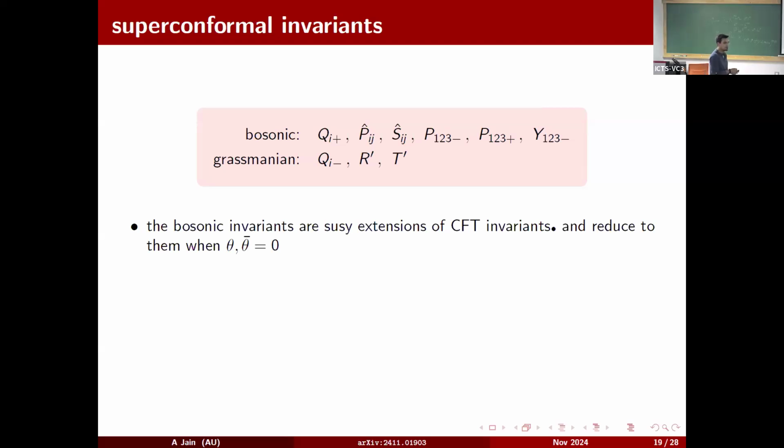The bosonic ones are called bosonic because when I remove the thetas, or when I remove the Grassmann odd things, these would go back to their conformal invariant structures. The Grassmannian ones are new here because if I remove the thetas, they just go to zero. They just vanish. And if you remember, I showed you this.